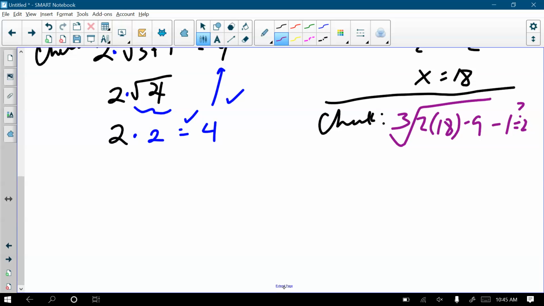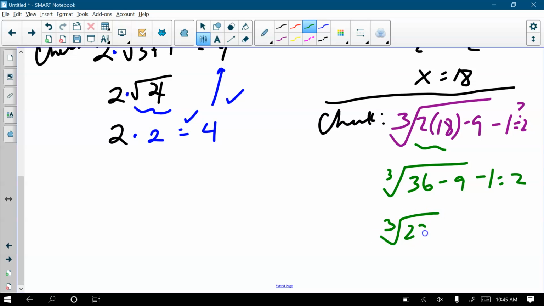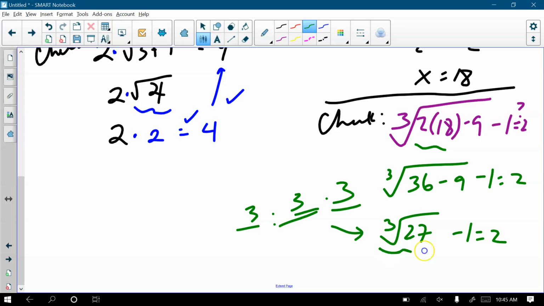Okay, let's do the math here. We got 2 times 18, that's 36, minus 9. And again, if you can do this in your head, that's good for you. Don't tell people because that's just mean. It's not mean, it's just showing off. 36 minus 9 is 27. So we got the cube root of 27 minus 1 equals 2. Now we're looking for a number times itself 3 times to equal 27. I think that's 3. So we'll do 3, 3, and 3. So the cube root of 27 is 3, minus 1 equals 2. We are good to go here.